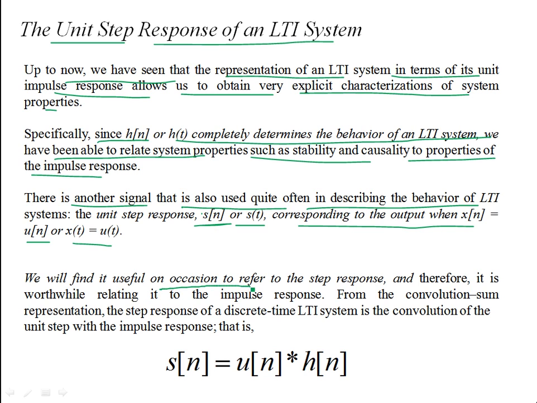We'll find it useful on occasion to refer to the step response. So s of n is the step response, or s of t is the step response, and therefore it is worthwhile relating it to the impulse response. How do we relate s of n to h of n? If there's a simple relationship, that means s of n can also be used to characterize the system for causality and stability, for memory or memoryless, or invertibility, right?